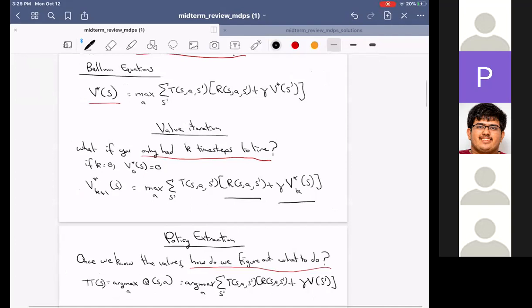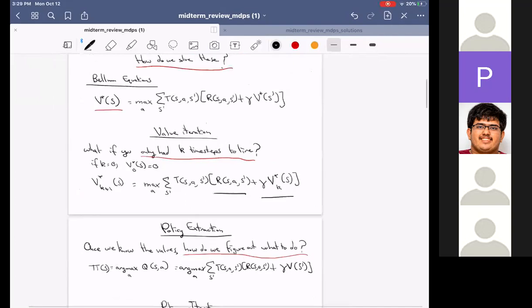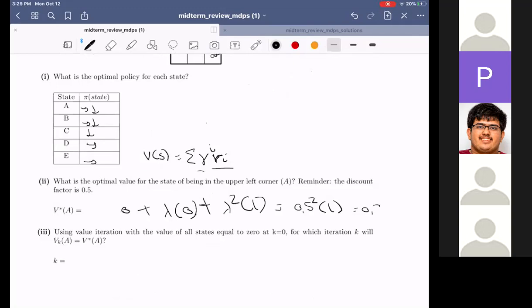I'm not sure if the screen updated, but the next question is: using value iteration with initializing all of the values at 0, for which iteration will the value of A converge?